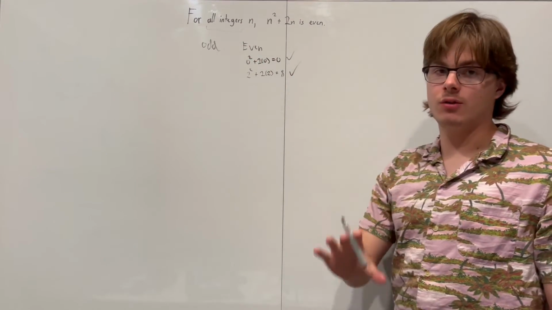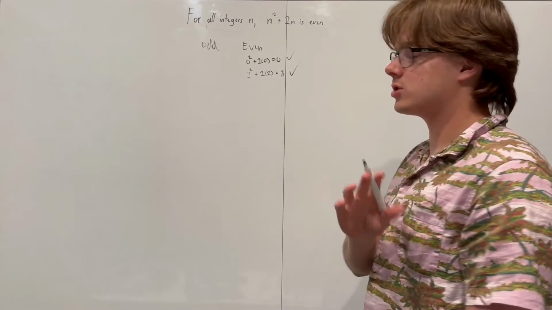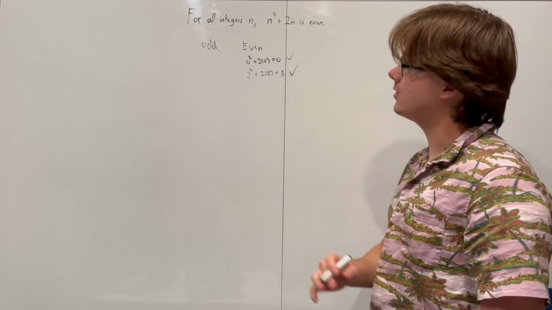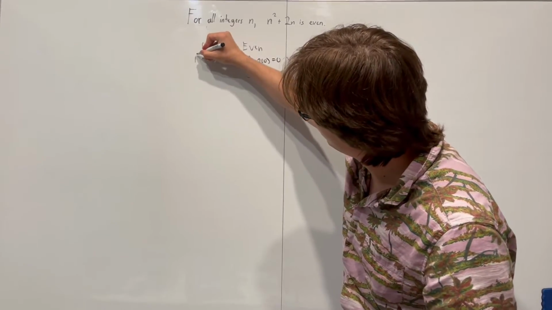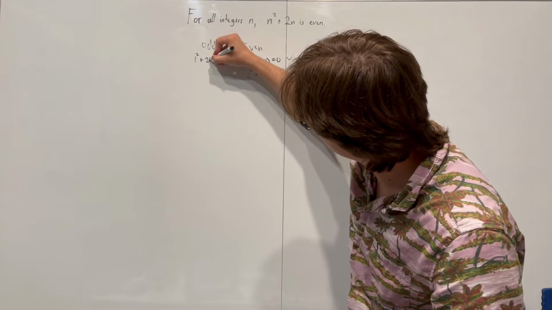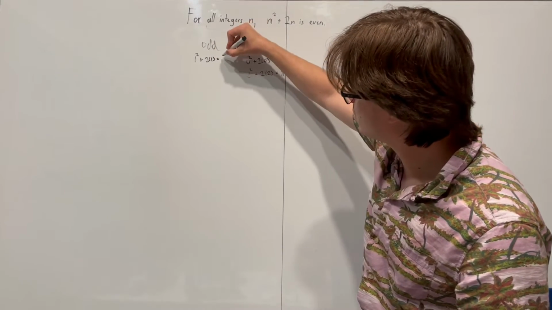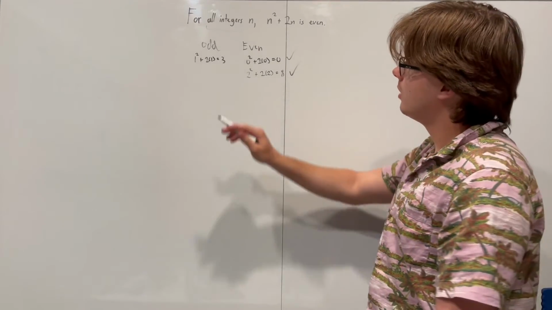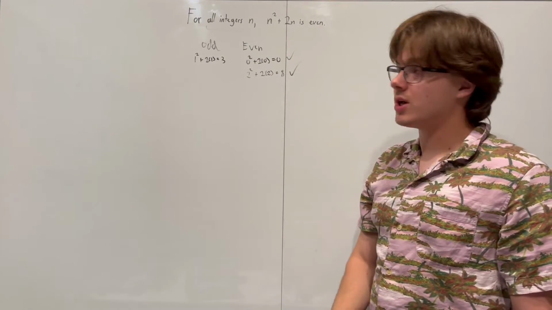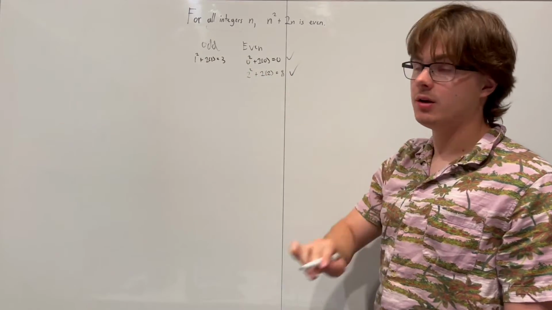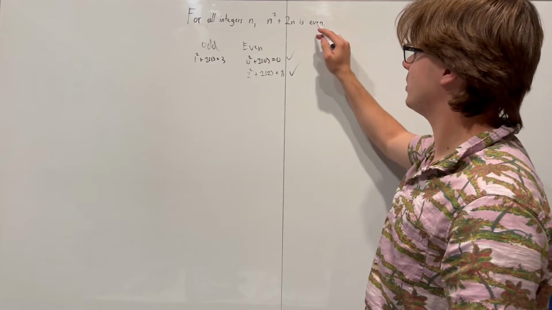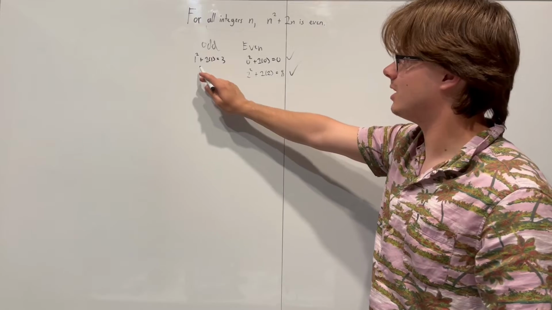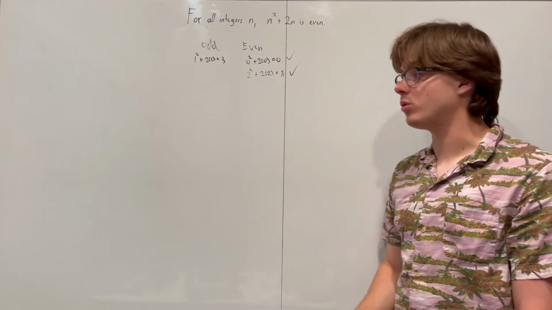Now let's try the other side, the odd side. The first odd number you should try is probably 1, so let's give 1 a shot. 1 squared plus 2 times 1 is going to equal 3. Okay, we found a problem. There are some integers n, for example 1, where n²+2n is not even. As you can see here, it's equal to 3 when n is equal to 1.